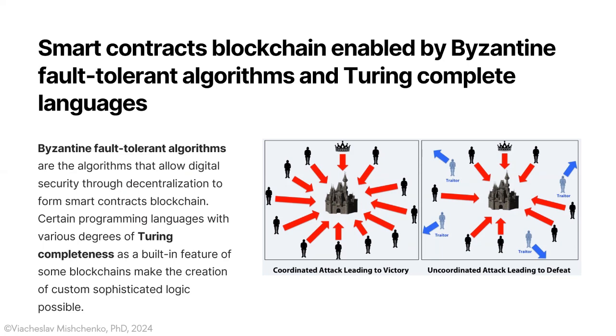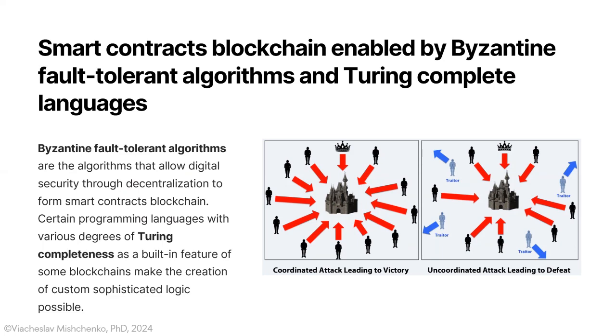So if you look at these two scenarios in the image, on the left, we see a perfectly coordinated attack where all participants are working together. So this represents how a blockchain should function ideally. But on the right, we see what happens when there are traitors in the system, for example, and this represents potential bad actors in the blockchain network.